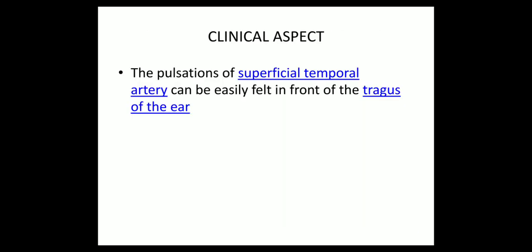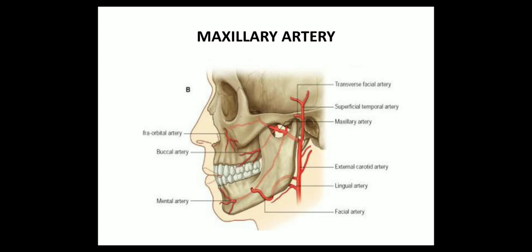The clinical aspect. The pulsations of the superficial temporal artery can be easily felt in front of the tragus of the ear. So maxillary artery, it is the larger terminal branch of the external carotid artery. It begins behind the neck of the mandible under cover of the parotid gland. So it will be discussed in detail in the infratemporal region.